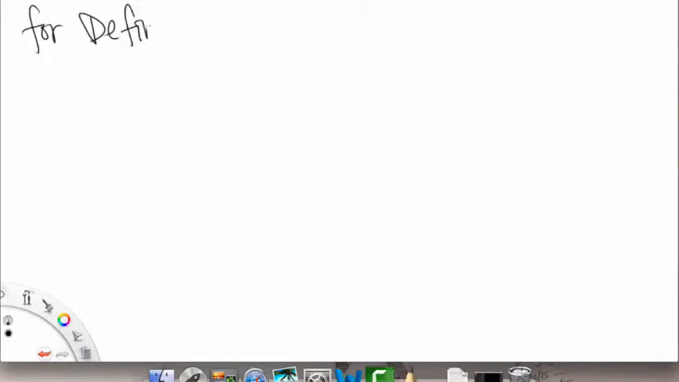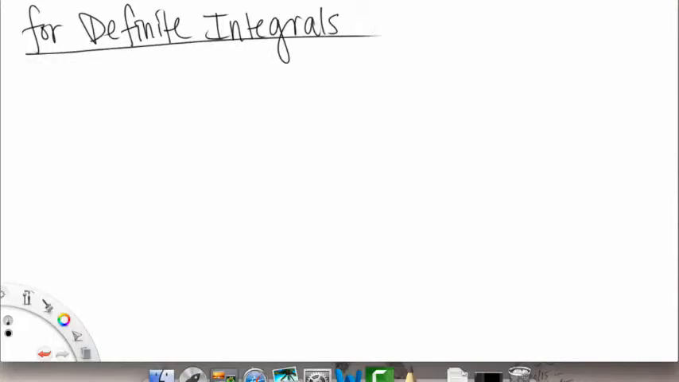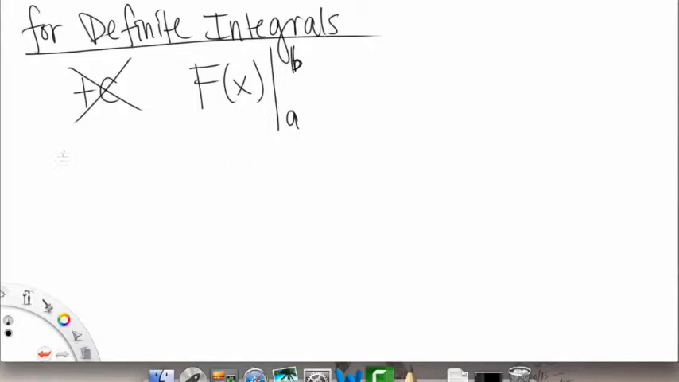Okay, so now that we have learned the U substitution method for indefinite integrals, we're going to do it for definite integrals. Definite meaning that we do have limits of integration. For definite integrals, we're going to go through the same exact process, and once we get to the final integration, instead of writing a plus c, we're going to evaluate our antiderivative at our limits of integration a and b. There are actually two ways to go about this.